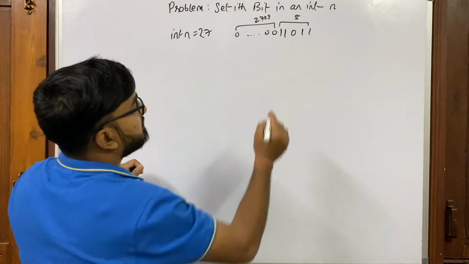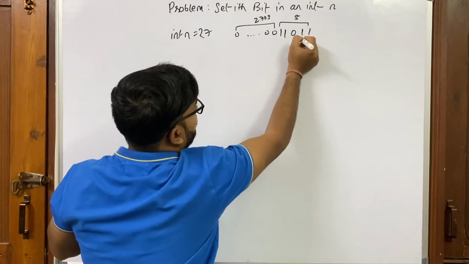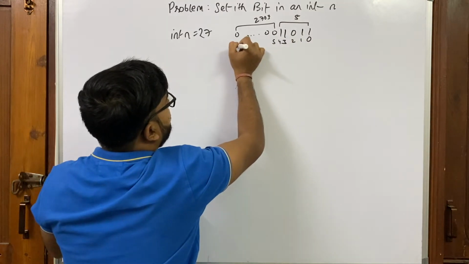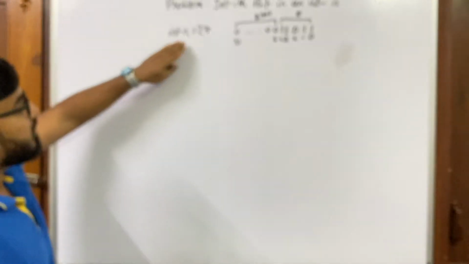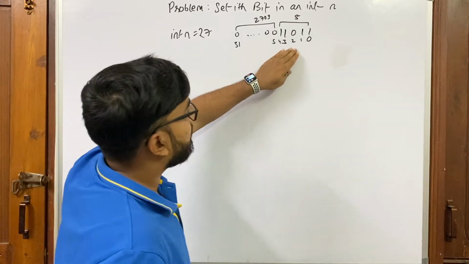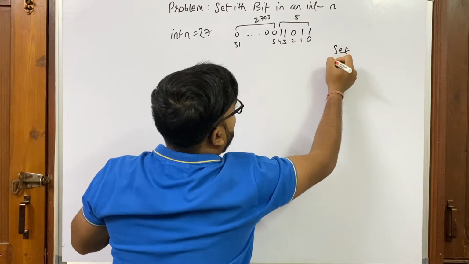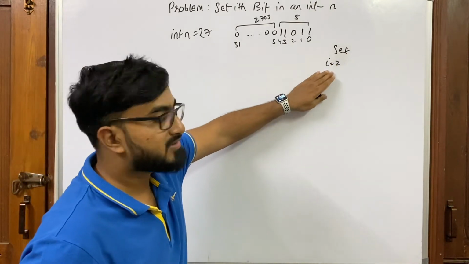Bit numbering starts from the rightmost, so this is bit number 0, bit number 1, bit number 2, bit number 3, 4, 5, and so on, up to bit number 31. So for n equal to 27, which has this binary value, I want to set the ith bit where i equals 2, so basically set the second bit.